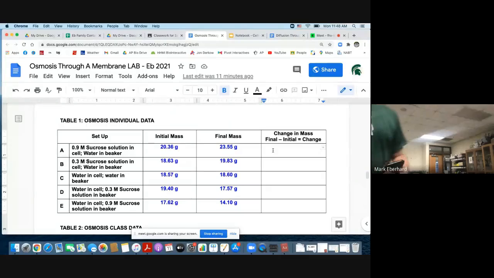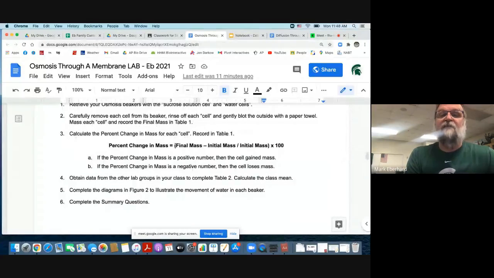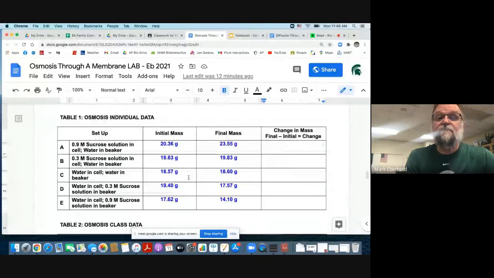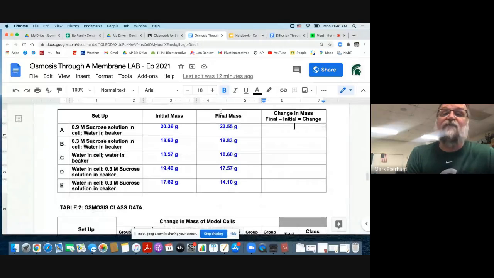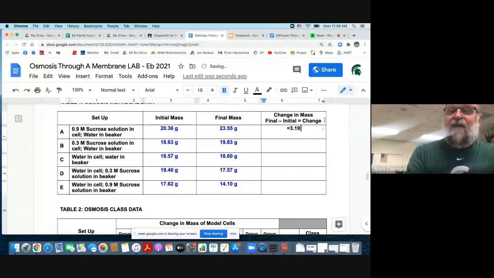Right up here, so I'm going to do beaker A with you, right up here against the formula. I'm going to take the final mass minus the initial mass. Notice they're labeled final and initial. Initial is what we had when we started. Final is what we had when we were done. So final is 23.55. Subtract initial, which is 20.36. So I'm taking 23.55 and subtracting 20.36. And that's giving me a positive 3.19.